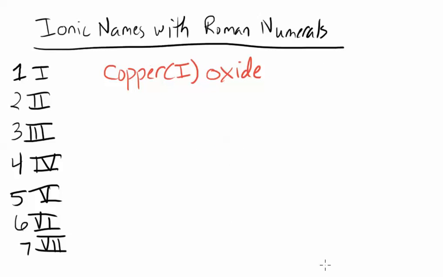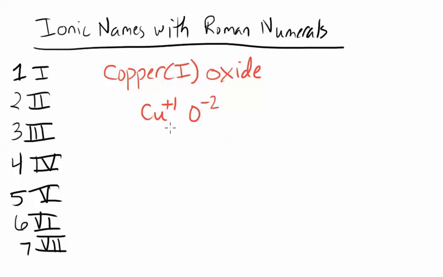Let's look at one last example. Copper, Roman numeral 1 oxide. The symbol for copper is Cu. The Roman numeral 1 means it's +1. Oxide is O, -2, so we've got a total charge of -2. Copper is +1. So how many coppers do we need? A +2 to cancel out this -2.